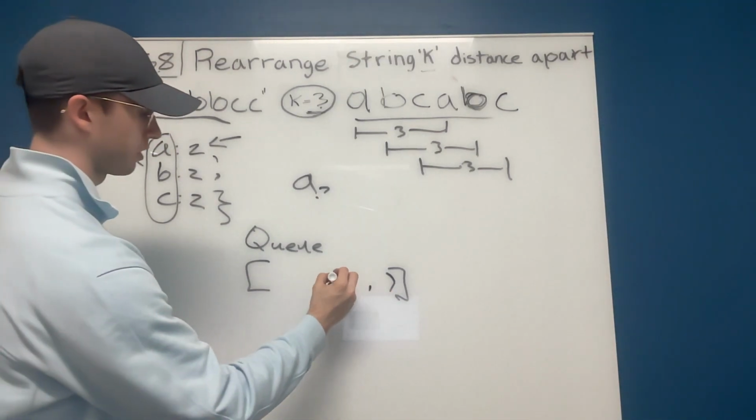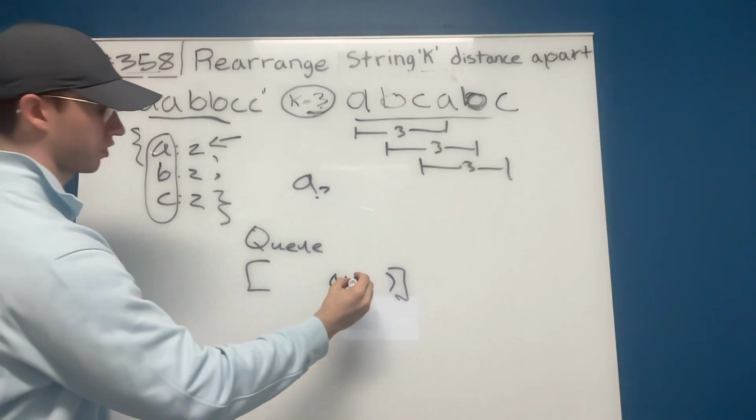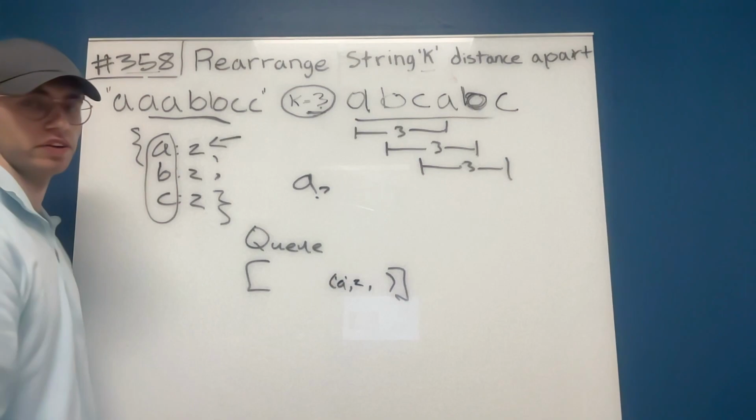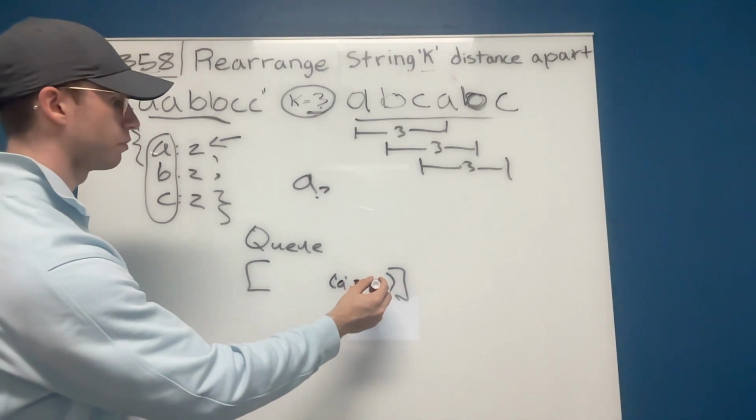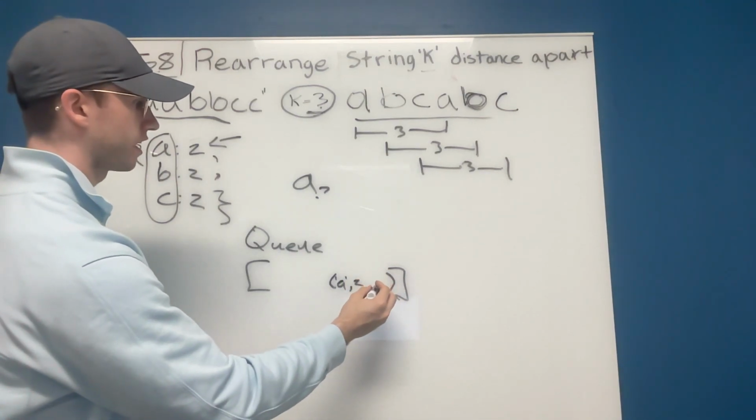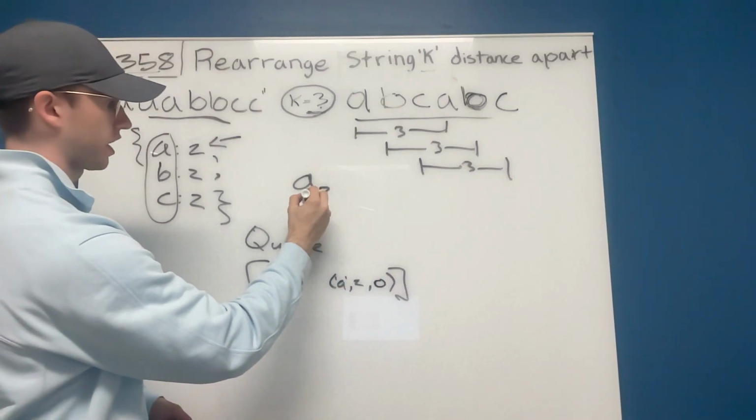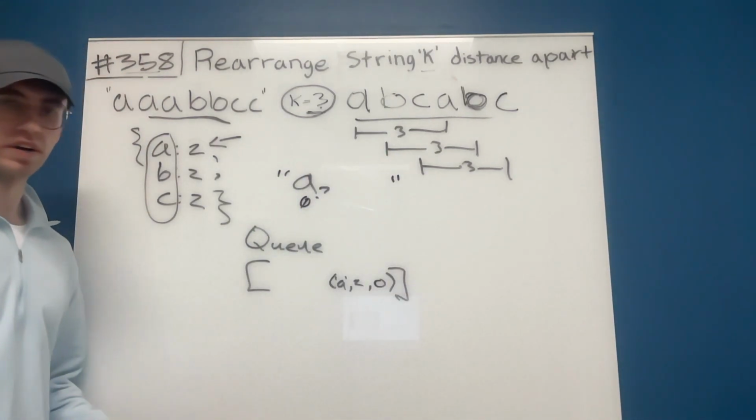The first thing is, okay, we care about the letter, so A, then the number of occurrences, which is 2. We want to add 2 left here, but then also the last thing is that we want to signify what was the index that we placed it at, which is 0. Okay, so we place at index 0 of our string here.